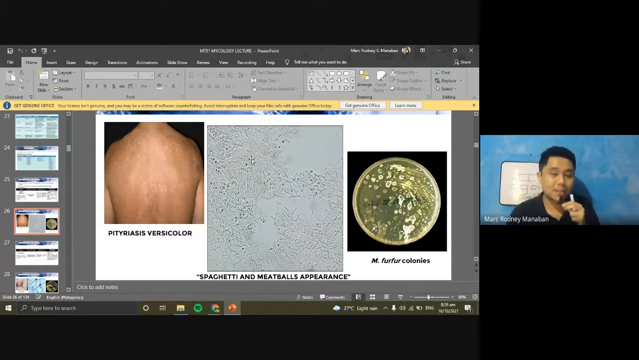Now here is an example of skin scrapings, KOH, as you can see. There is spaghetti and then the meatballs. So the spaghetti are the pseudohyphae, or the hyphae, and the circles are the yeast cells. So spaghetti and meatballs appearance. And here are your colonies. So you can see again, they can be tan or brown. Again, olive oil is needed for it to grow. All right. Now, pityriasis versicolor happens usually in puberty because again, in puberty, our oil glands, the sebaceous glands, are more active. That's why it will activate the Malassezia furfur on the skin to cause this pigmentation.